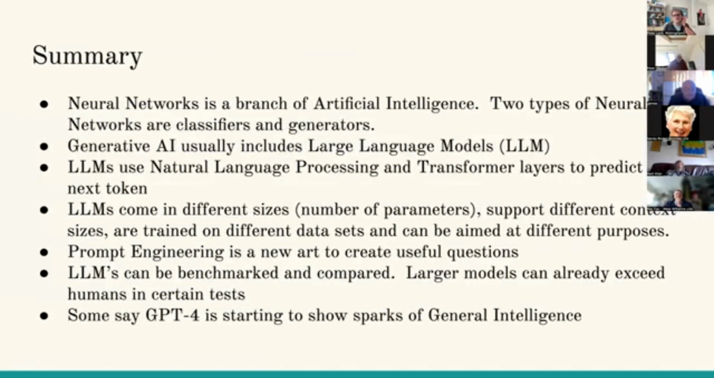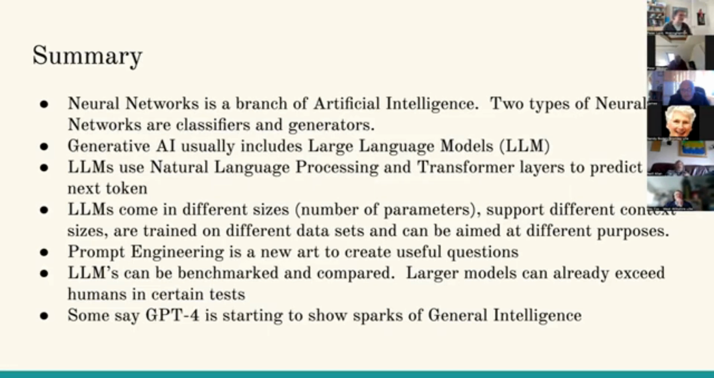Right, so here's a summary, and we're nearing the end of the formal part of it, but it's good to look at a summary. So neural networks is a branch of artificial intelligence. There's 2 types of neural networks, classifiers and generators. Generative AI usually includes large language models, but not always. Large language models use natural language processing and transformer layers to predict the next token. And large language models, we didn't go into this, come in different sizes. It's called the number of parameters, which is the number of weights predominantly. They support different context sizes, how big a prompt you can type in, trained on different data sets and can be aimed at different purposes.